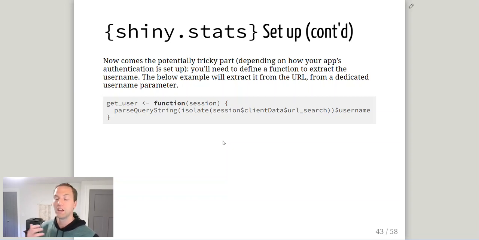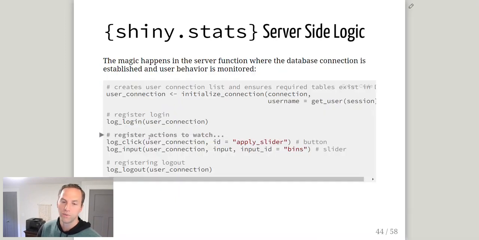So depending on your authentication process for the app that you're using, you're going to have to provide that function. Here they're using an application that stores the username in a URL, so they're actually going to just go out and parse that string, grabbing the username component, which is fine. But there are other ways to grab usernames depending on the deployment, again, and the authentication.